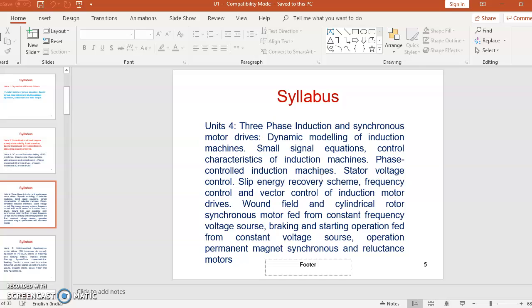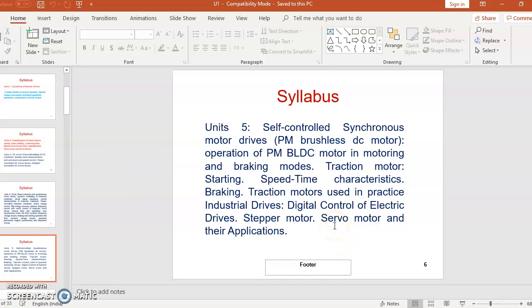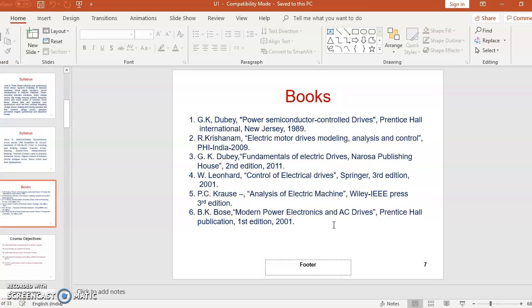And in the fourth unit, we will discuss the control of AC motors, like the 3-phase induction motor and synchronous motor drives. Here we will discuss the speed control of the induction motor from the stator side and the rotor side, and also the control of the synchronous motor drive. We will also discuss the operation of the permanent magnet synchronous motor and electric motors. Coming to the fifth unit, we will concentrate on the permanent magnet brushless DC motor and the single phase motors like the stepper motor and servo motor.